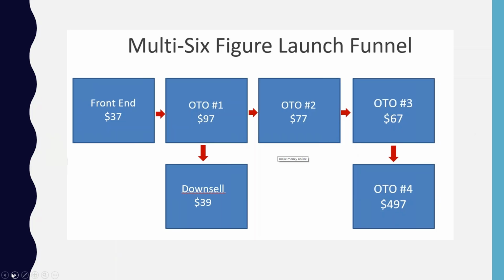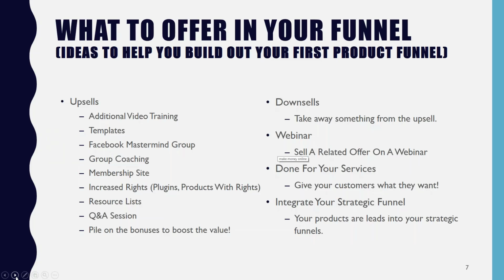And this is an example of a multiple six-figure launch funnel that we use, meaning this is a product that's generated $200,000, $300,000, $400,000 in sales. So we use this time and time again. You've got your front end product at $37. The upsell is $97. Take them to a downsell if they say no. Then we have our second OTO at $77, third OTO, and then finally a $497. So that's a lot of upsells that we offer there. But honestly, for your first funnel, you could start just right here with the front end product and an upsell, or we could do a squeeze page into your upsell as well.